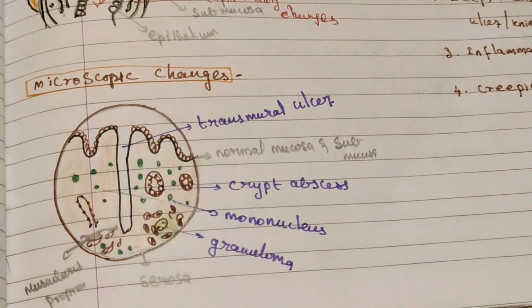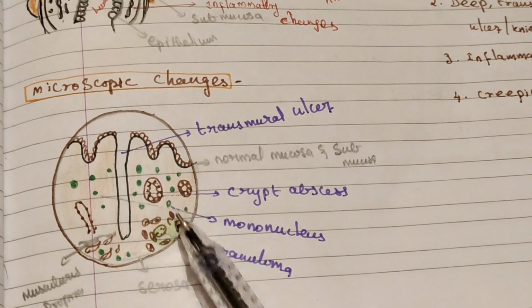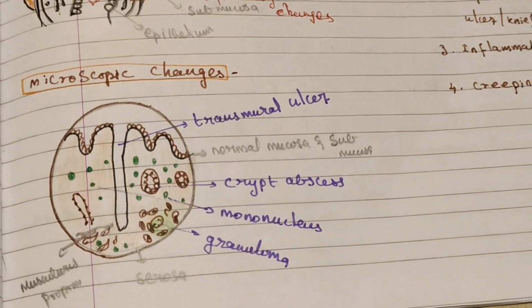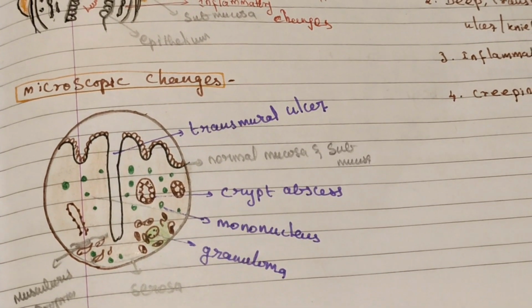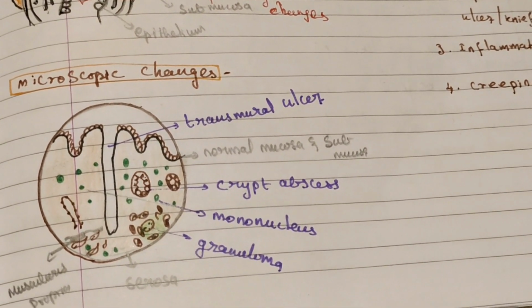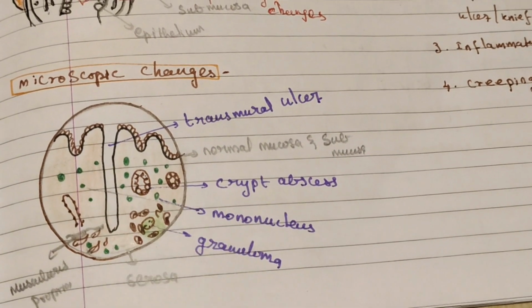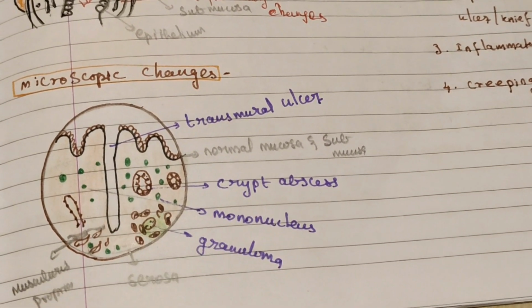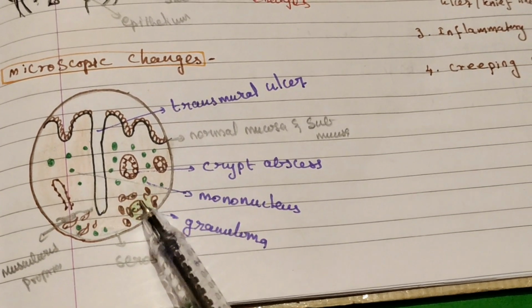Then crypt abscess can be seen. This one is the crypt abscess. Any tubular structure can be presented below that epithelium; that one is the crypt abscess. Then mononuclear cells are presented, and a granuloma.